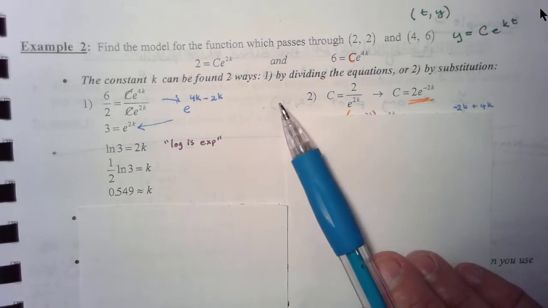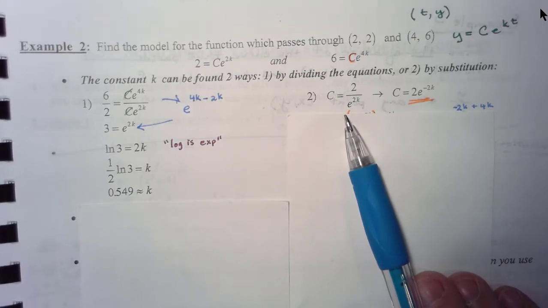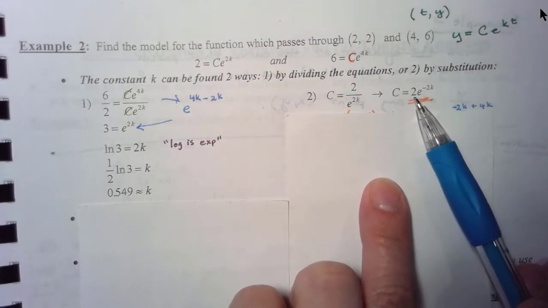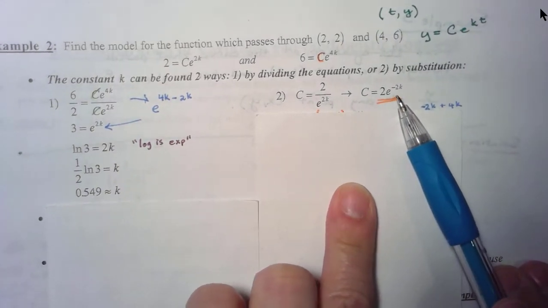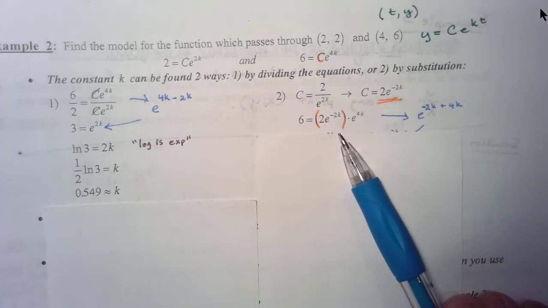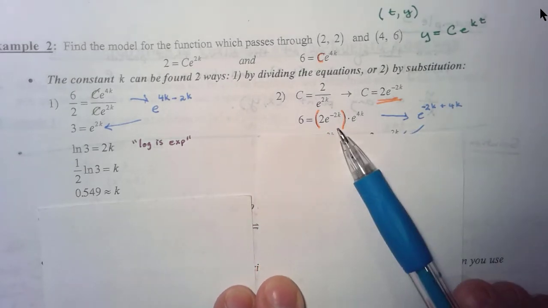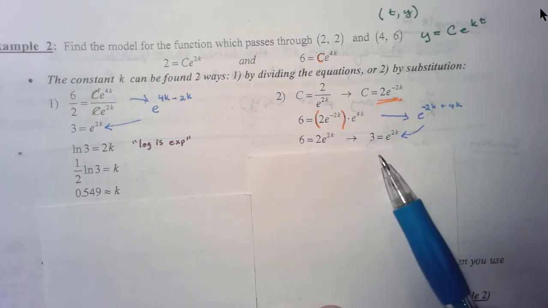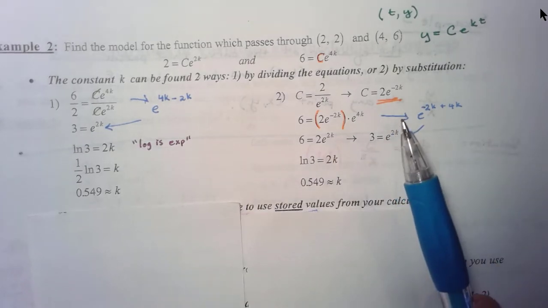Another way to have done this is by substitution. Rewrite one of these equations to solve for c. But this brings up a really good thing for us to remember. c is 2 over e^(2k), which means c is 2e^(-2k). We make that substitution into this equation. What do we do when we have the same base and exponents? We add the exponents. Negative 2k plus 4k is 2k. So, dividing by 2, 3 equals e^(2k). I get the same equation, which means I should get the same answer.